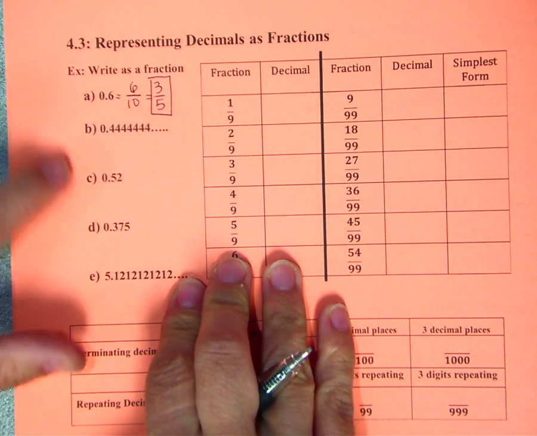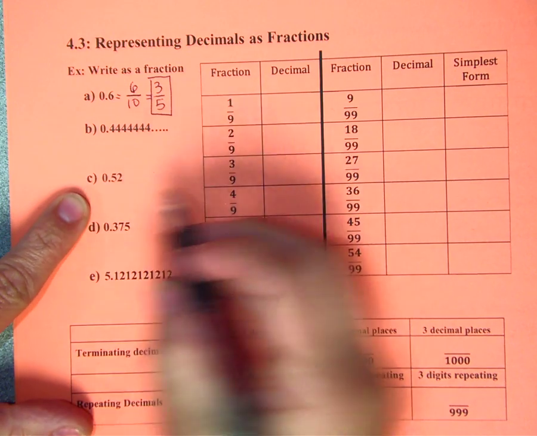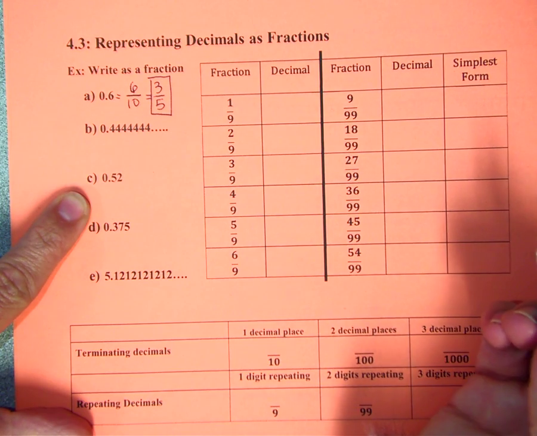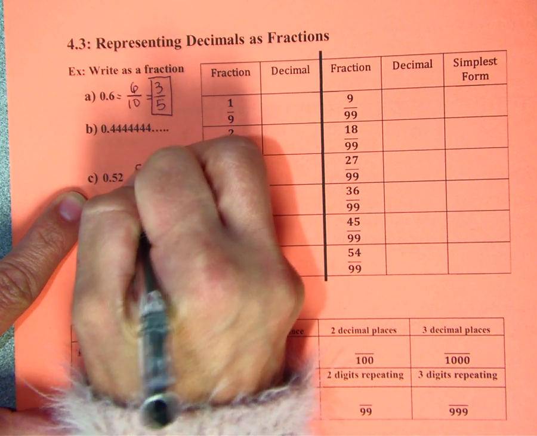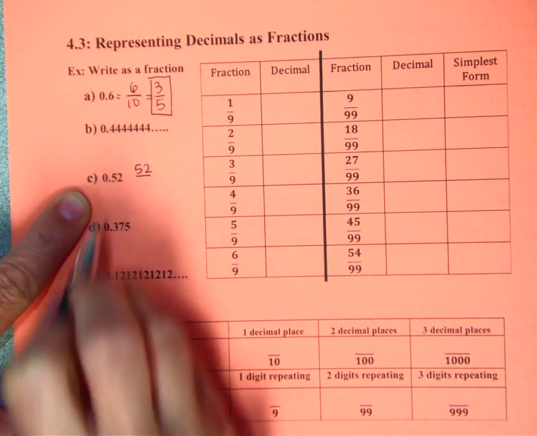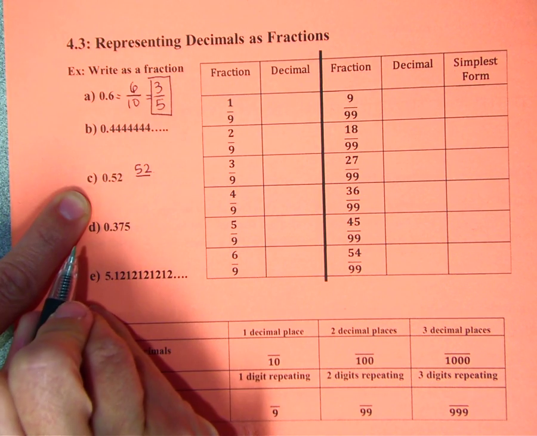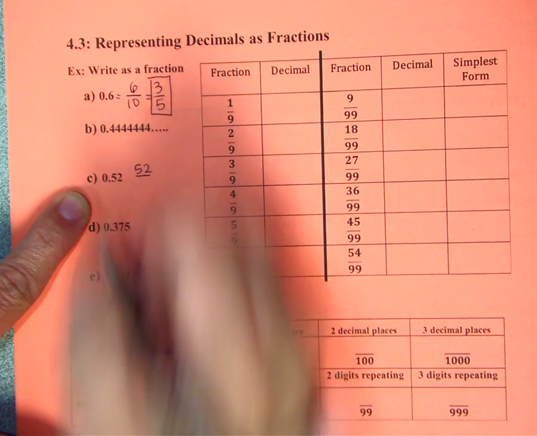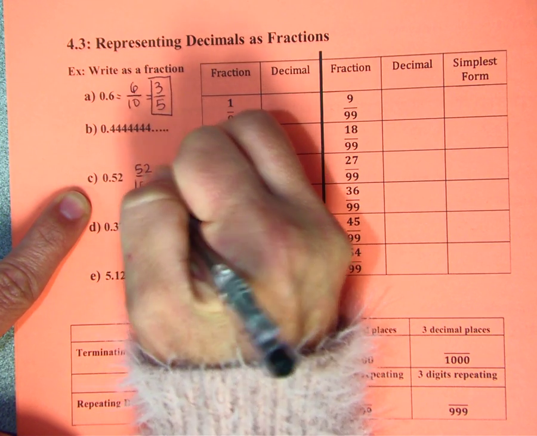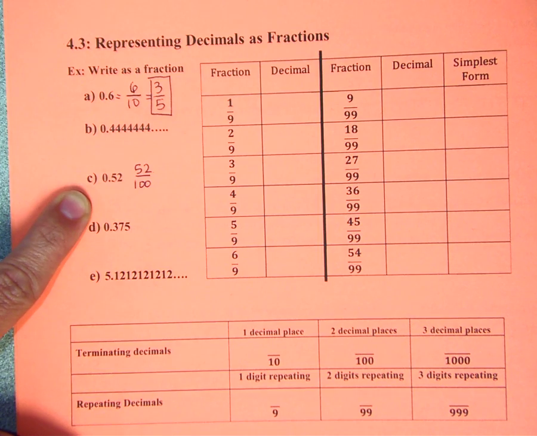All right, now we're going to skip to C here. We'll come back to B in a minute. 0.52. This one has two numbers after the decimal place, so I'm going to place those two numbers in the numerator. Again, anything after the decimal, that's what you put in the numerator. And then since there's two decimal places, I'm going to put that over 100. So two decimal places, 2 zeros in the denominator.